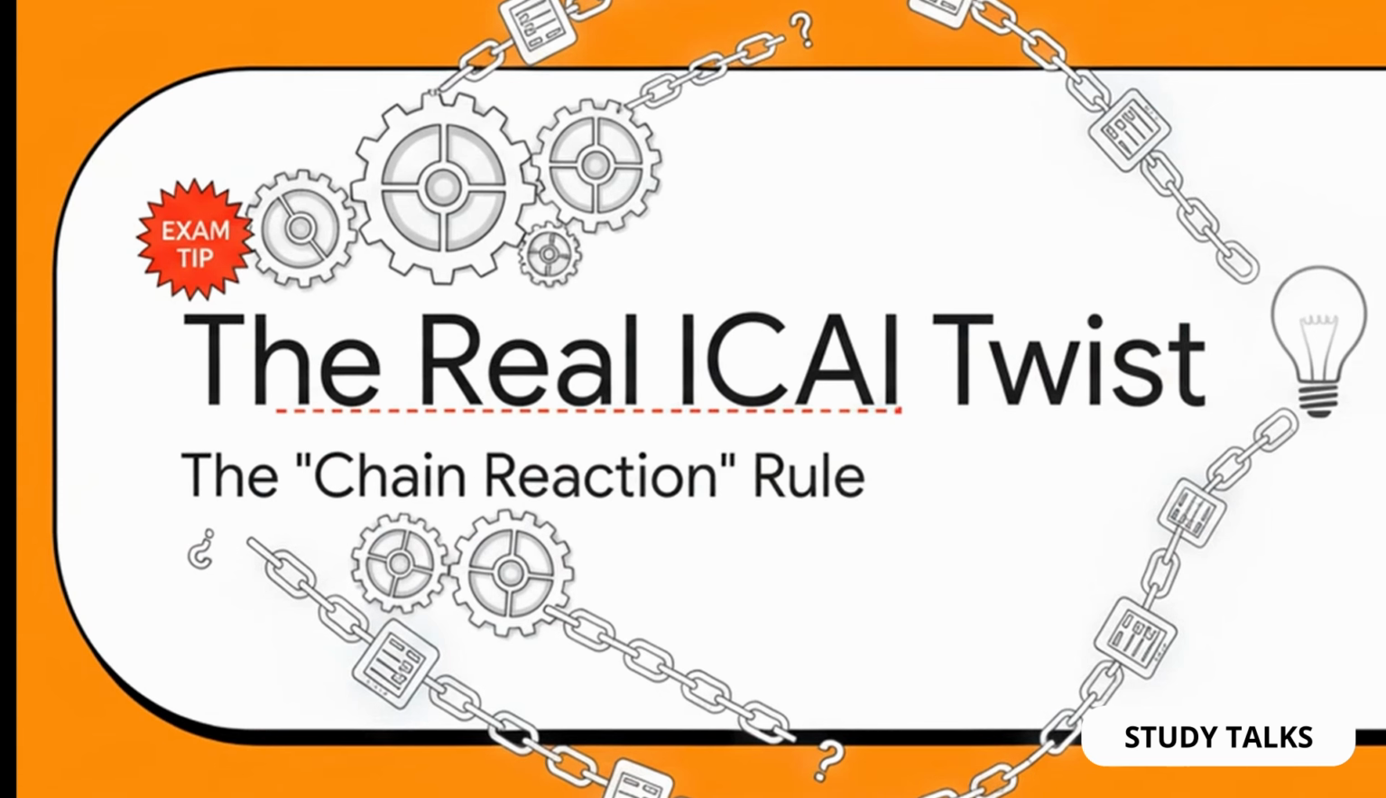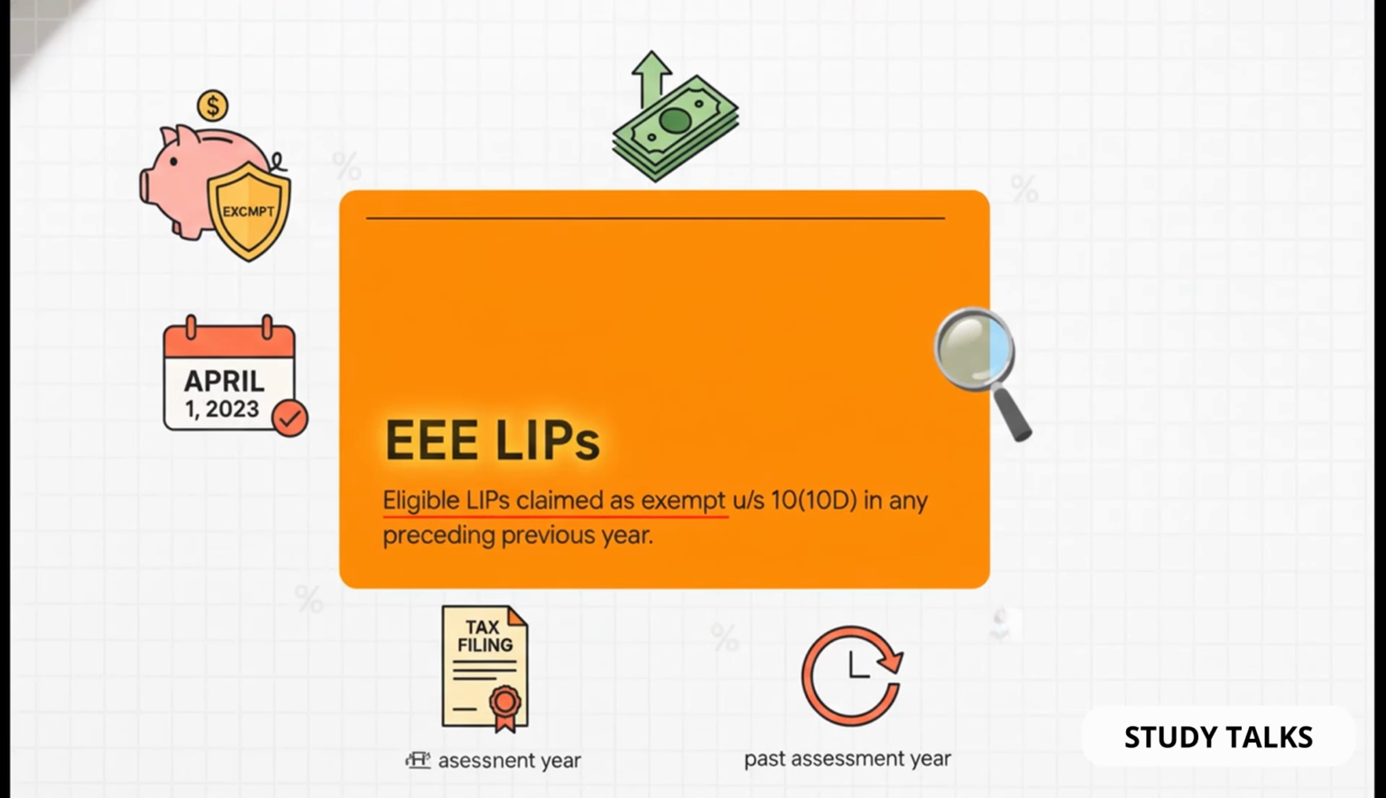But hold on, we're not done. We've covered the basics, but now we get to the real ICAI twist. This is the part that separates the students who get full marks from everyone else. I call it the chain reaction rule, and it is the key to solving the problem we started with. Now, to get this twist, you have to know this new term, EEE LIPs. It stands for Earlier Exempt Eligible LIPs. Yeah, it's a bit of a mouthful, I know, but the idea is actually simple. It's any of those eligible LIPs we talked about, one issued after April 1, 2023, that you have already claimed as tax-free in a past year.